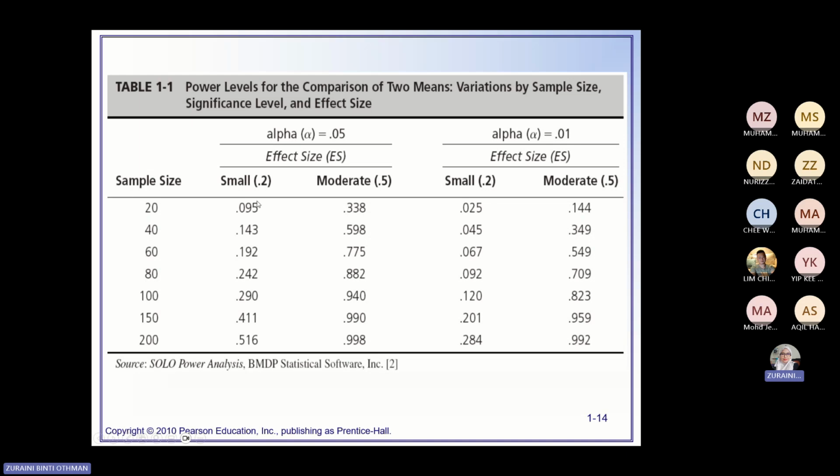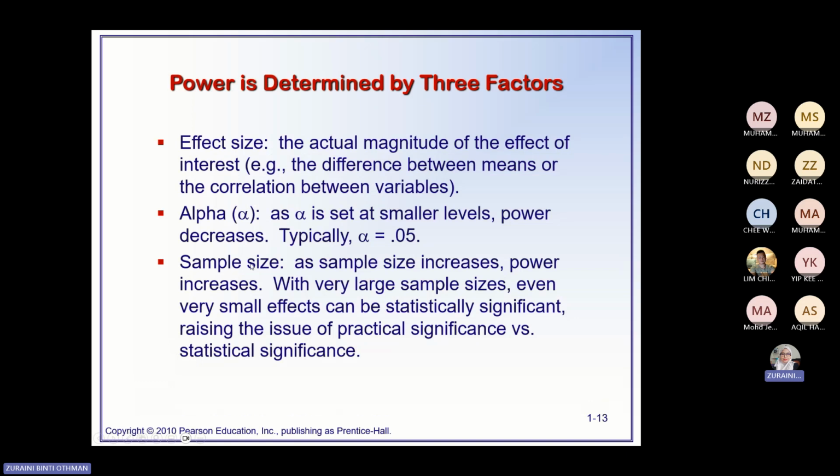Okay, so this is the statement just now about the sample size. As the sample size increases, power increases, and as alpha is set at a smaller level, power decreases. Can you see that there?